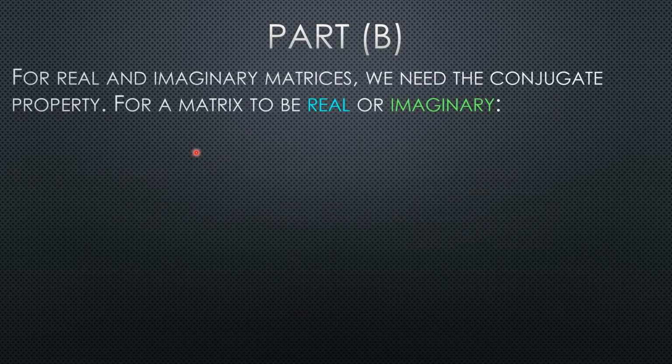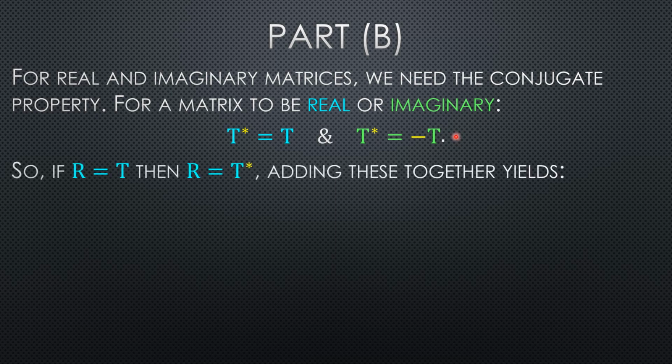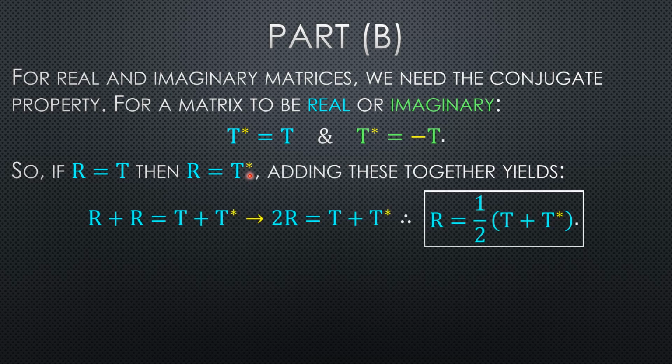Now, moving on to part B, for real and imaginary matrices, we need the conjugate property. For a matrix to be real, the conjugate must equal the thing itself. Similarly, if we have the conjugate for imaginary, we know we change the sign on everything. So these are the two things that we're going to make the form from. And so if R equals T, then R also equals T conjugate. So adding these together like we saw last time, run it through the same gauntlet, you see you get R equals 1/2 (T plus T conjugate).